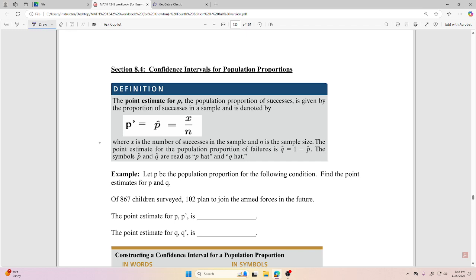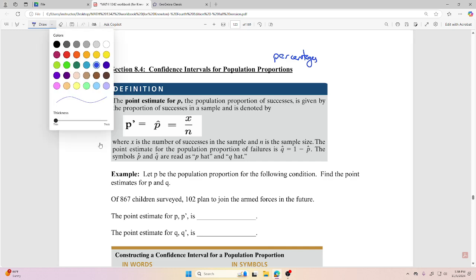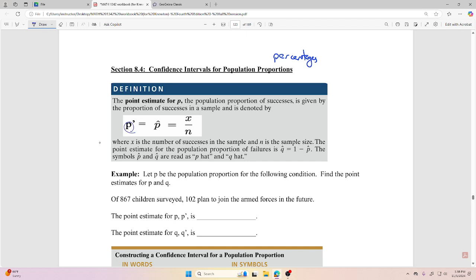Proportions means like percentages, proportions, that kind of thing. Let me make this a little less thick. And that's why they're using P. P for percentage, proportion, that kind of thing. And doesn't it look kind of interesting here? Oh, probability. That's another one. Look, probability. They all start with P.